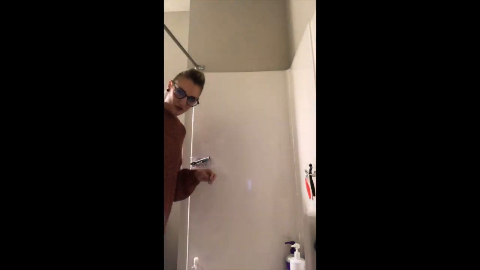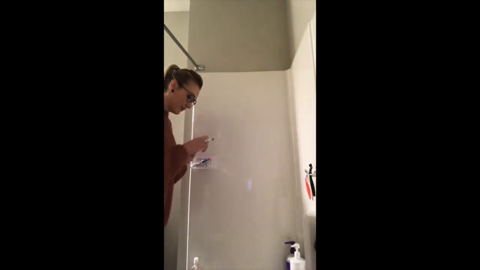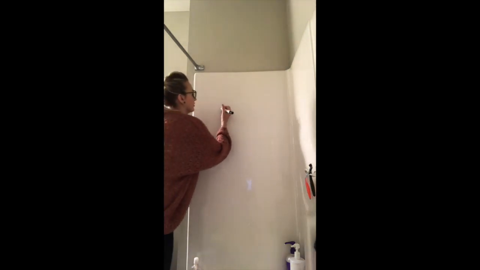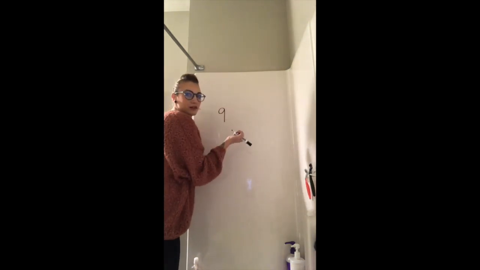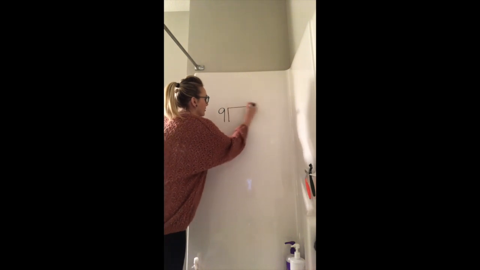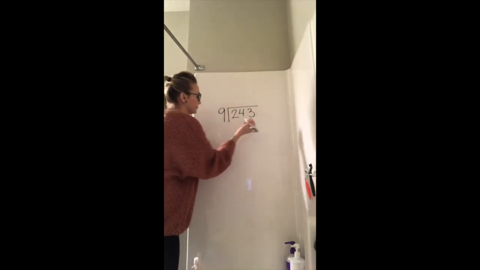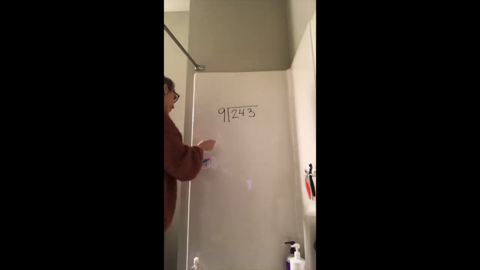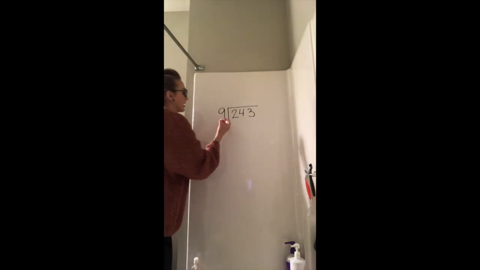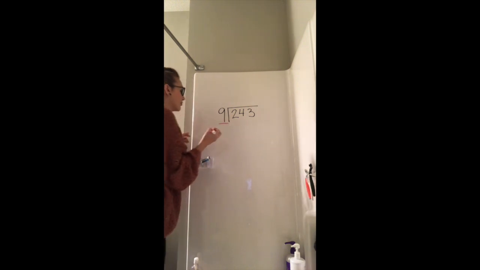Hi guys, we're going to try and do a little division together in kind of a little different way. So your first problem is 9 divided by 243. We need to remember we're taking our 9 and we're trying to fit it into the 243.